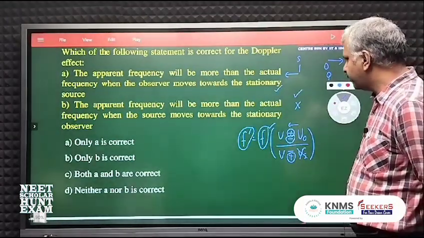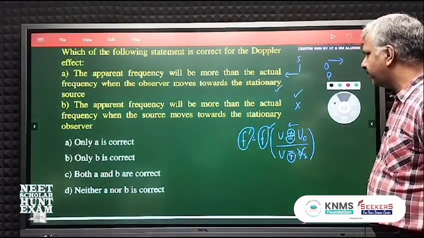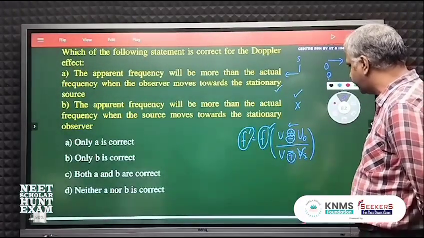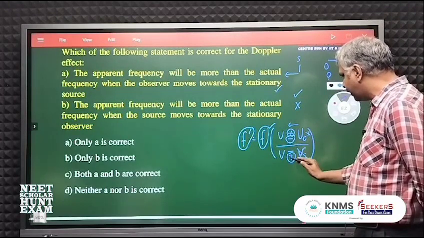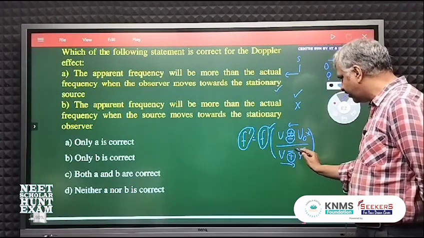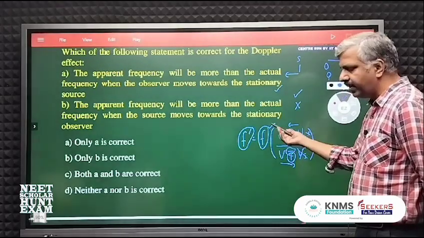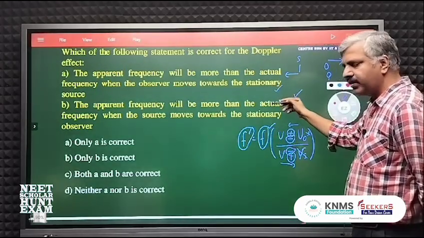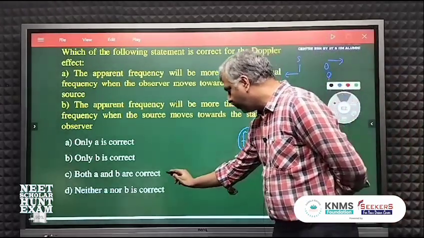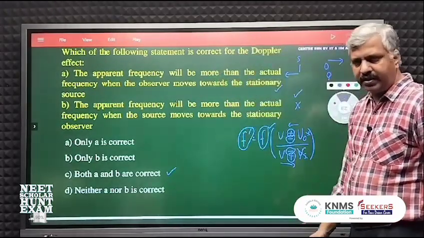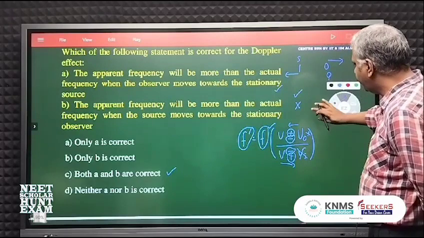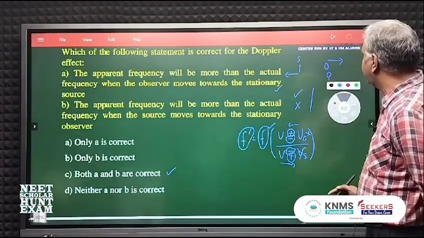The apparent frequency will be more than the actual frequency when the source moves towards the stationary source. So now the observer is at rest, the source is moving towards, so this is minus. Minus in the denominator will decrease the fraction, so again frequency will increase. So both the statements are correct. So I'll go for option C, where both statements are correct. Okay, so now if you understand this, now let's go to the next question.